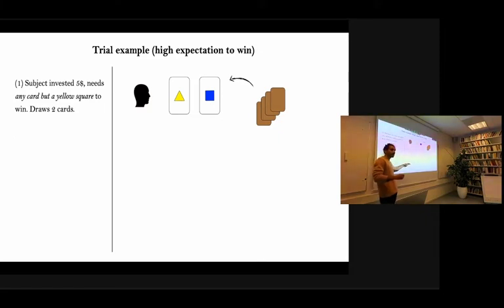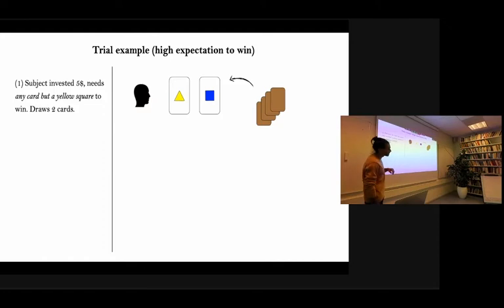But notice that each example that you're going to give to Kai is going to be inherently ambiguous, because you're going to give them both a signal for a shape and a color. So they will never know if you want a shape or a color in the card that they're going to play. Okay? At the beginning of each trial, the computer is going to tell you what you need to win the trial. So in this case, it's any card but a yellow square.